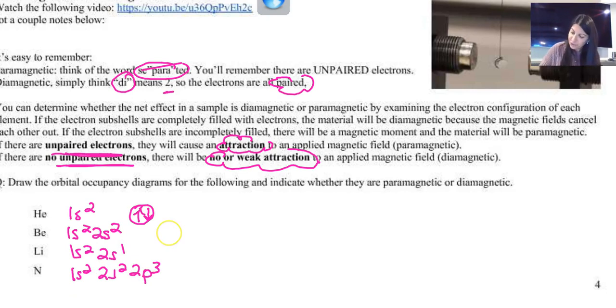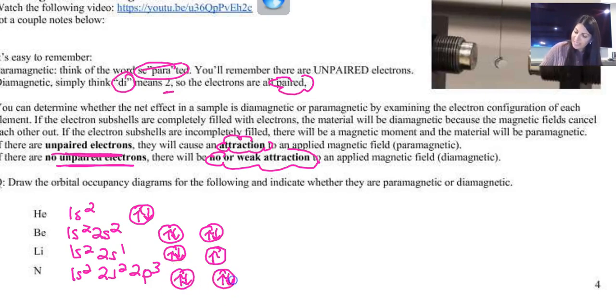Okay, so let's draw these orbital occupancy diagrams. So I have 1 up, 1 down for beryllium, and then I have my s2, which is also 1 up and 1 down. For lithium, I have 1 up, 1 down, but then in my 2s, I only have 1 up. Nitrogen, I have my 1s2 up, down. I have my 2s2 up, down, but then my 2p3, I actually have 1, 2, and 3 electrons in there.